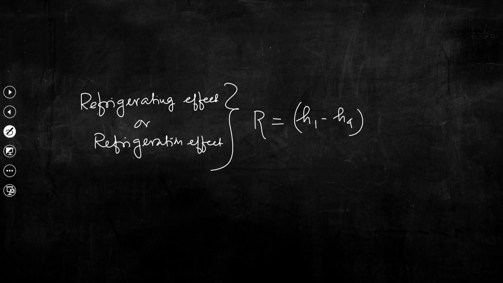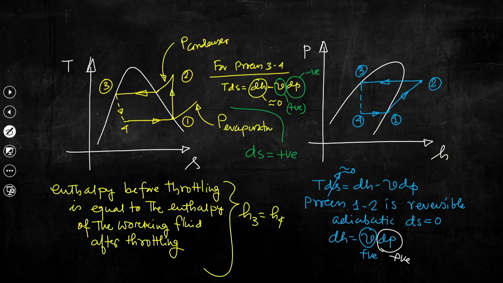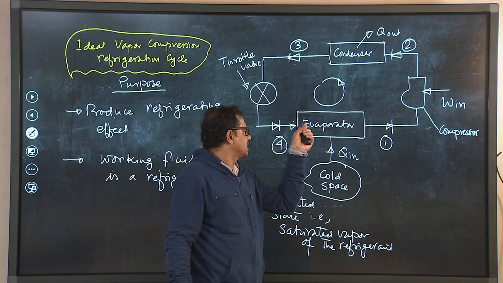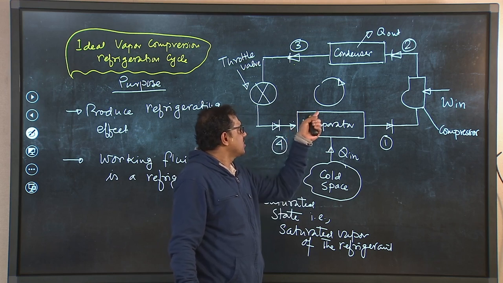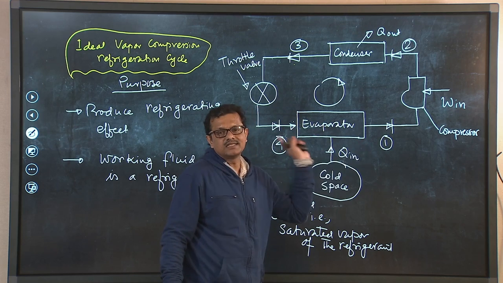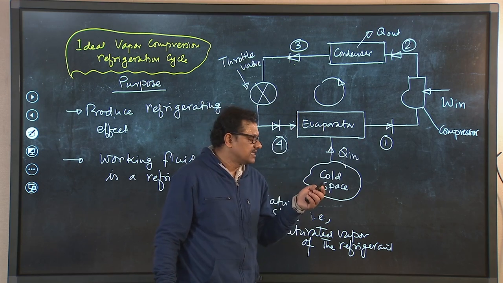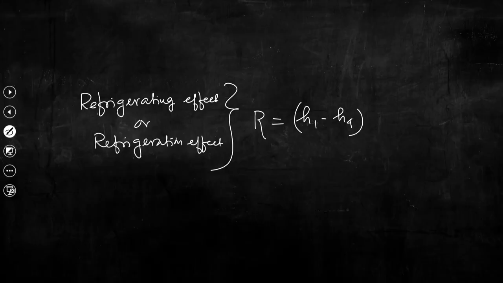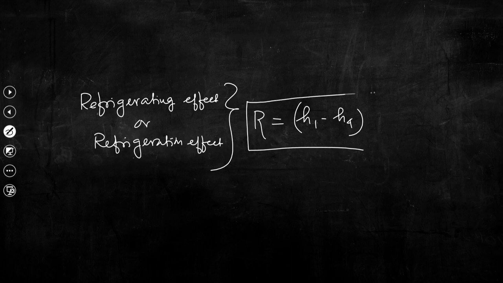As I said a few minutes back, the amount of energy that would be extracted by this evaporator, let me go back to the schematic. The amount of energy that would be extracted by this evaporator for changing the state of the working fluid from state point 4 to state point 1, that is the refrigerating effect, and mathematically it is H1 minus H4. So, this is the refrigerating effect.